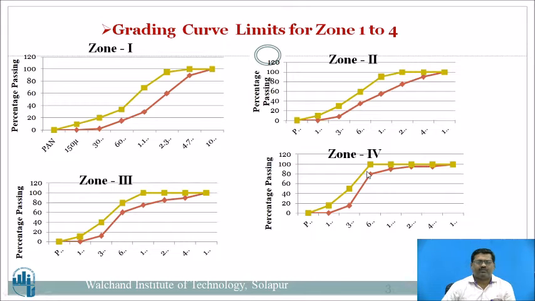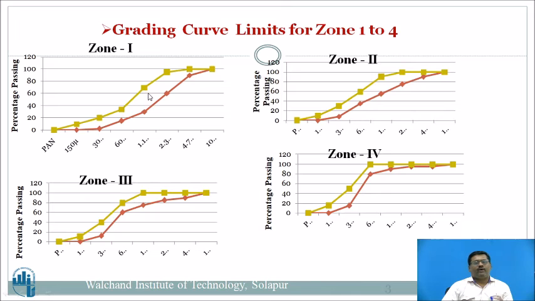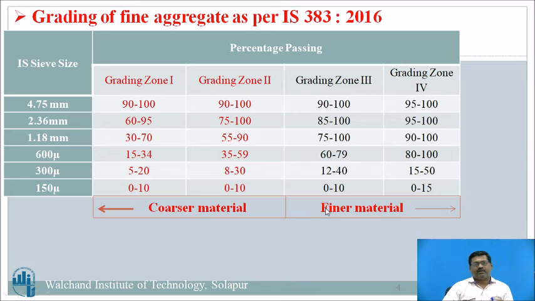Once again, I am just taking a revision, as it was discussed in the earlier video regarding the specification of the fine aggregate. If you observe zone 1, 2, 3, 4 sequentially, and these are the values also. Zone 1 is a coarser material and zone 4 is a finer material. So as you go from zone 1 to 4, the travel is coarse to fine.